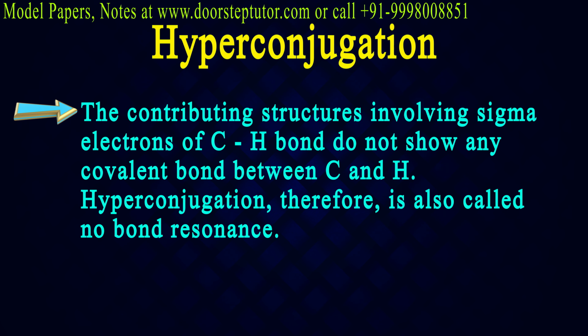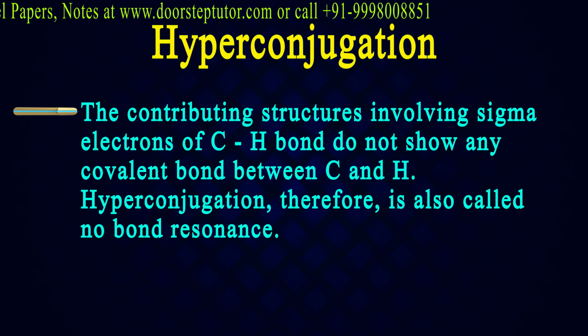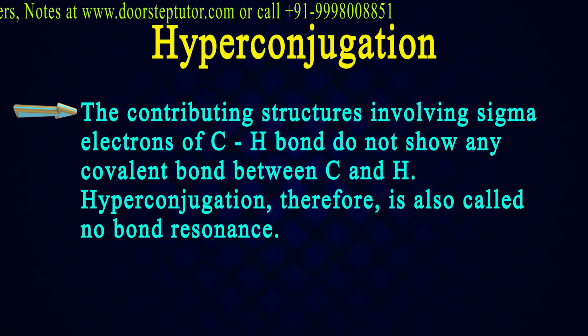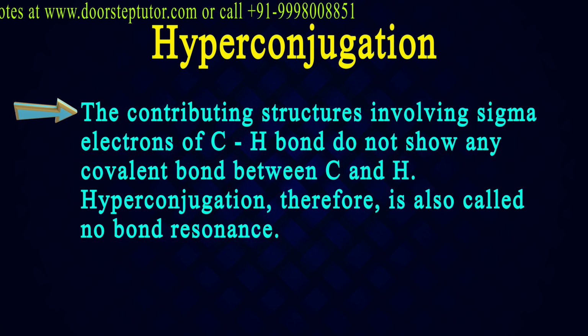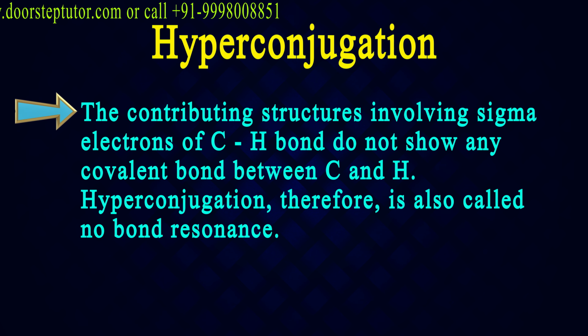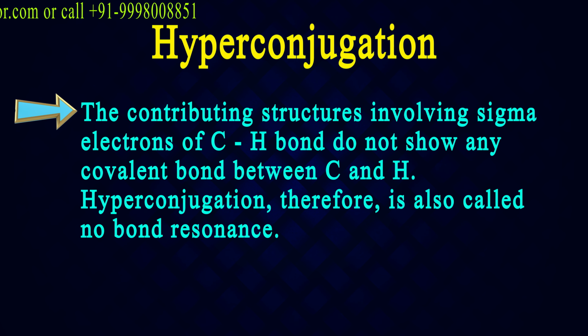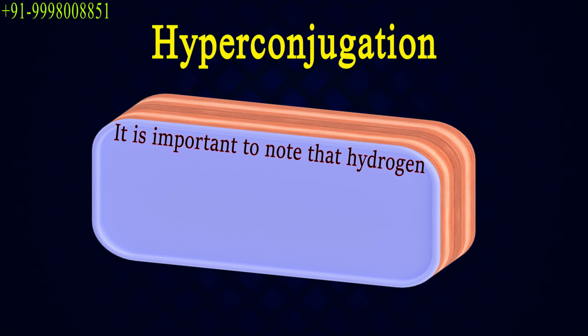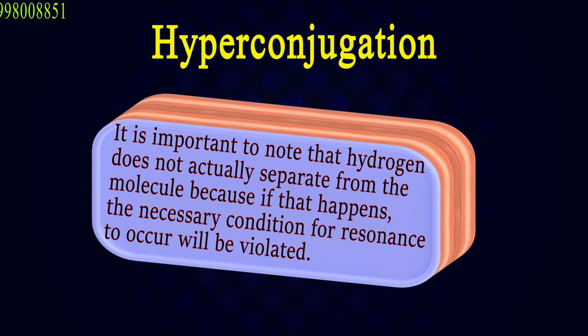The sigma electrons of a carbon-hydrogen bond which are involved in the contributing structures of hyperconjugation do not show a covalent bond, and that's why it is called no bond resonance. This is the reason why hyperconjugation is also called no bond resonance. But it's important to note that this hydrogen is not separated completely from the molecule, because if that happens, the necessary condition for resonance to occur will be violated. So that's why it is not separated completely.